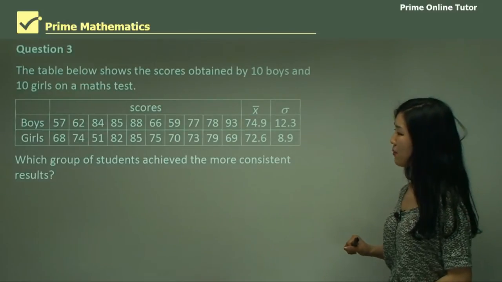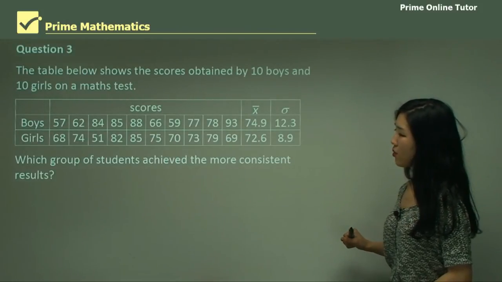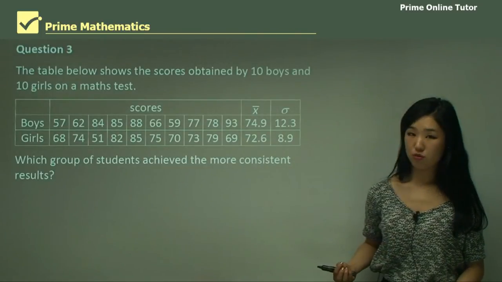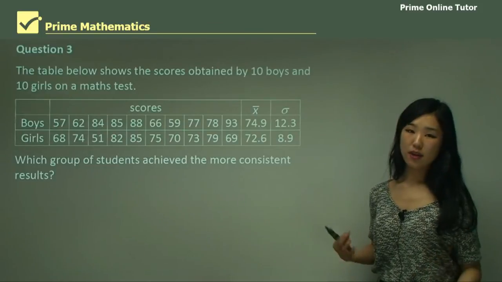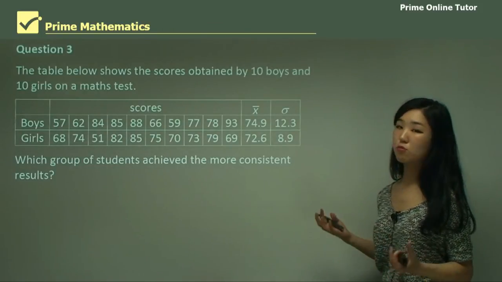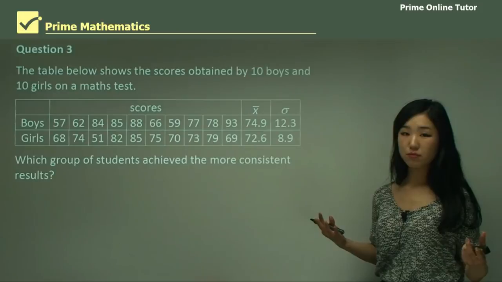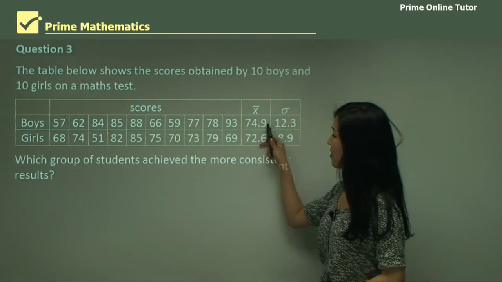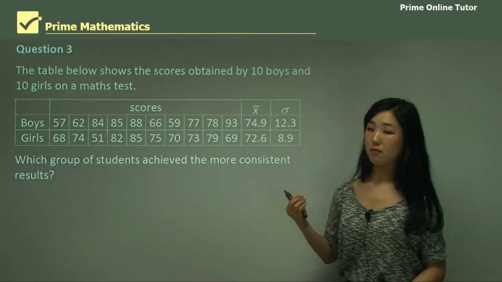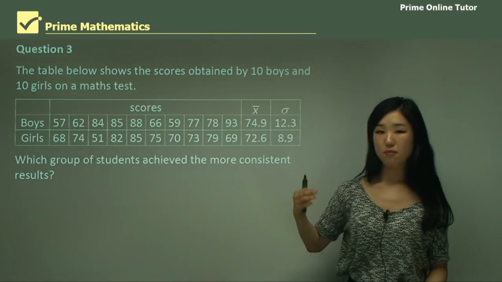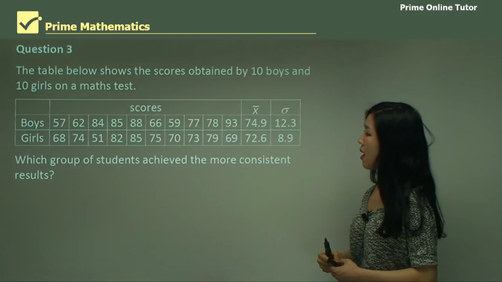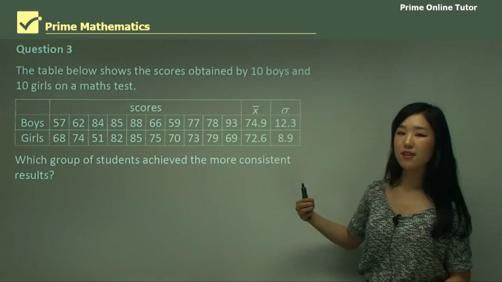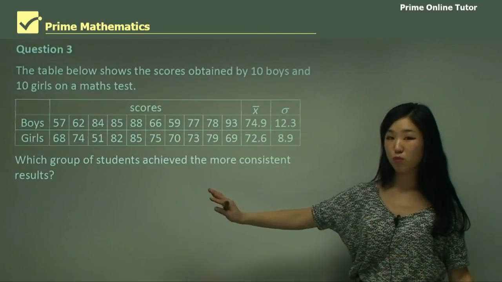Okay, so let's examine the different scores. The question's asking us which group of students achieve the more consistent results. Okay, more consistent, which means which team worked better as a whole, and showed more reliable results. Now, as you can see, the average, the boys are actually better, just by a little, but they are still better, if you calculate the mean. But have a look at the standard deviation. The boys have a much higher standard deviation, which means the scores are more spread out.